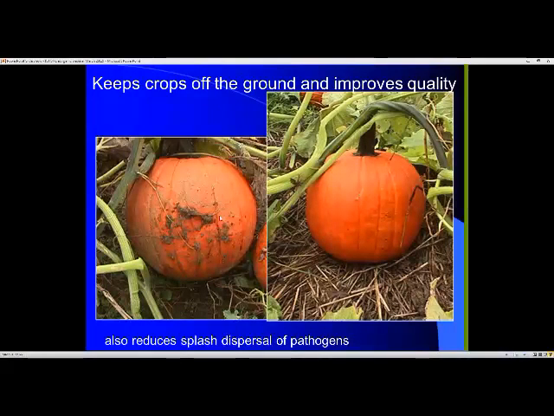And so in this case of Fusarium, which is a soil-borne pathogen, if you had that in this field, you would also reduce the splash dispersal or direct contact of the pathogen with the pumpkin fruit. And so not only have clean, beautiful pumpkins, but also not that rot.